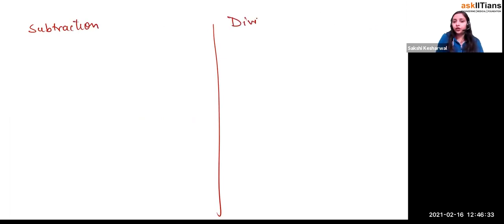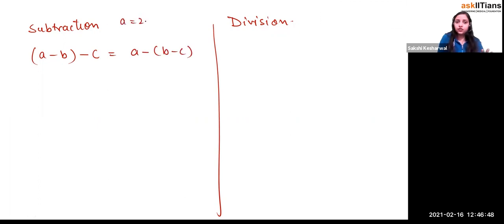Subtraction and division, it will not be closed. So right now you don't know the solving properly. If you know the solving, then it's very fine. So if I write A minus B minus C is equal to what? A minus of B minus C. I'll take the same numbers, right? A is equal to 2, B is equal to 3, and C is equal to 4. So let's take the numbers. So A is what, beta? 2 minus 3 minus of 4, which is equal to 2 minus of 3 minus of 4.